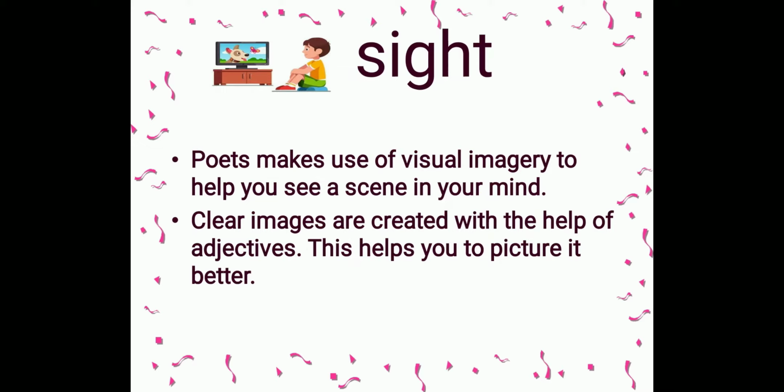The first sense we have is sight. Here the poet makes use of visual imagery to help you see a scene in your mind. Clear images are created with the help of adjectives. This helps you to picture it even better. So here the poets, with the help of the sense of sight, help you to recreate images in your mind as you read the different lines in the poem.